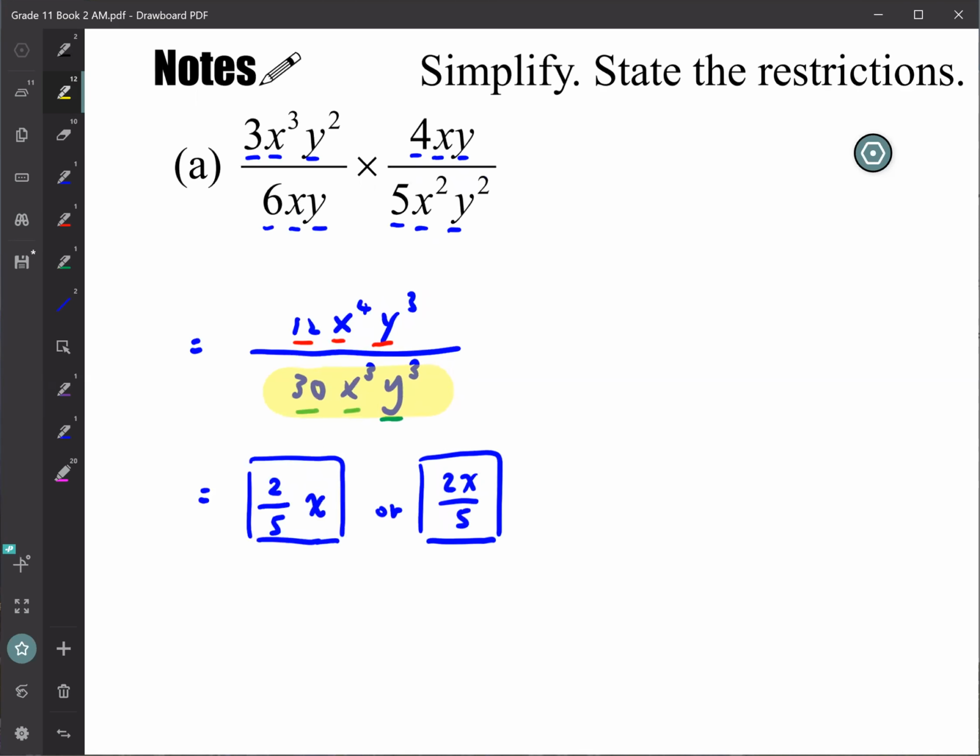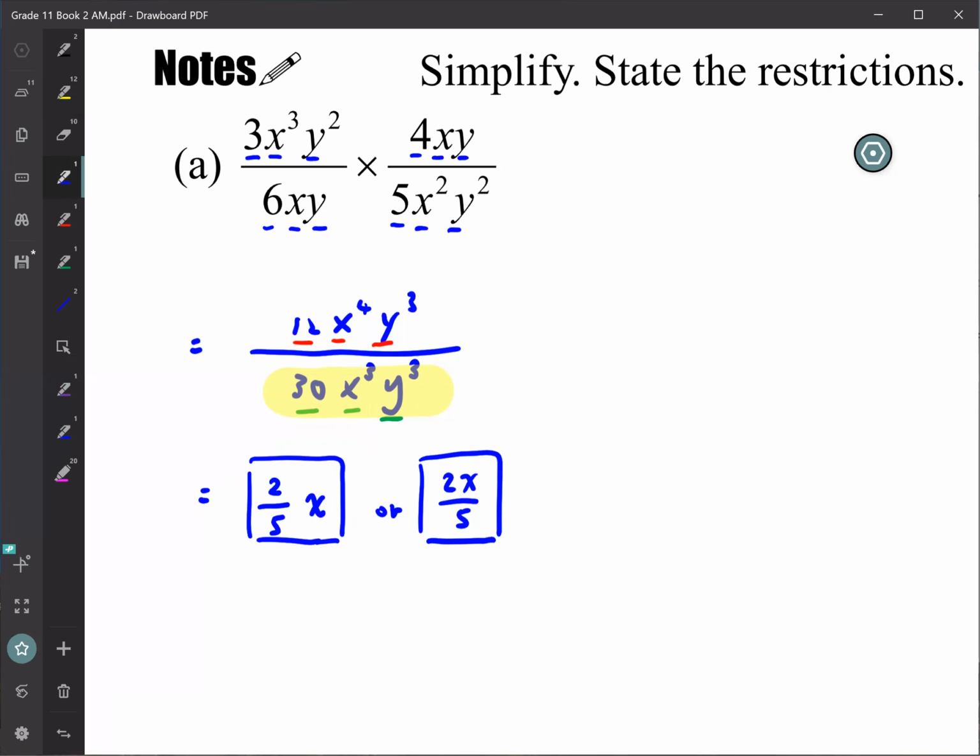So before you cancel things out, right? If you only look at the final answer, you will miss the restriction on the y. The reason why we want to check the line before canceling is that the restriction is for the original question, right? So the original question has y, so you have to include y in there. So you have 3 parts, but the 30 is a constant, so there's no restriction on 30.